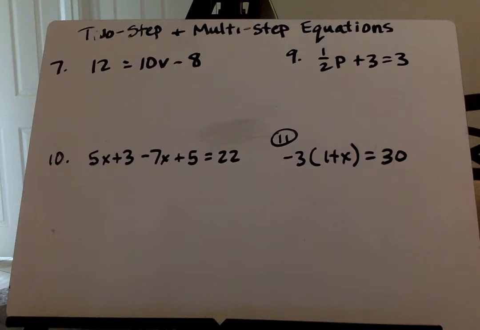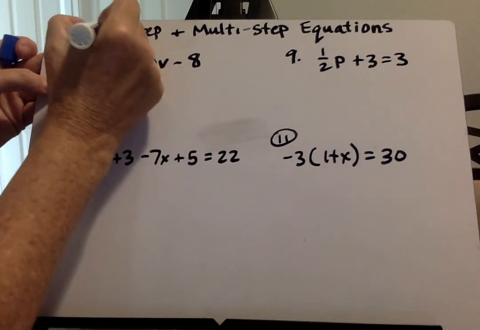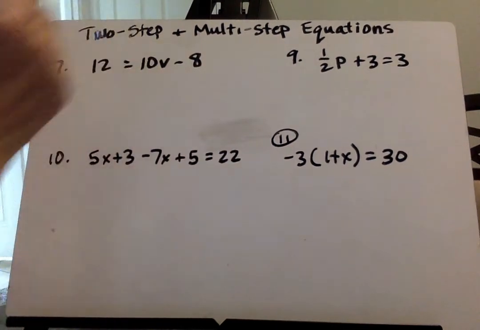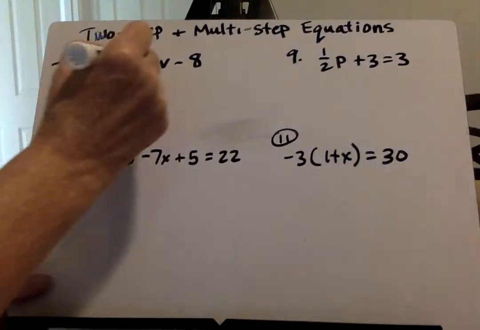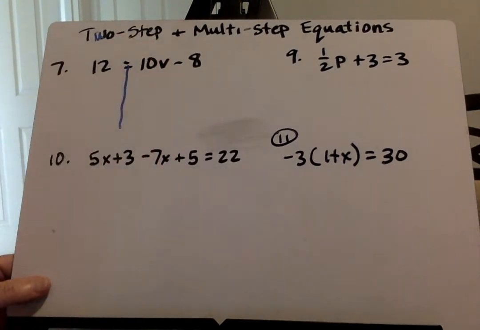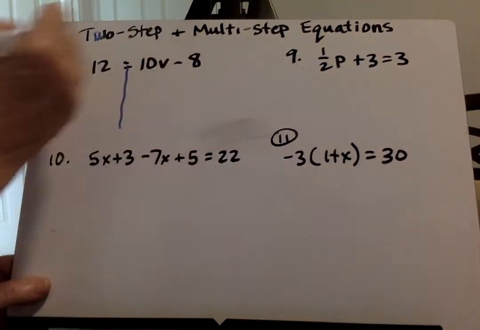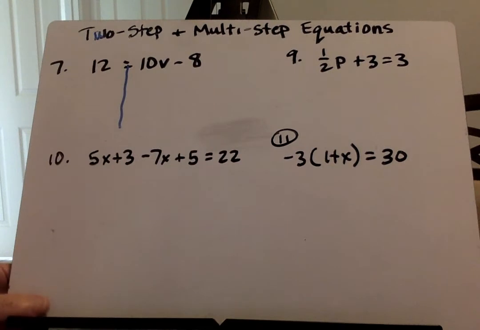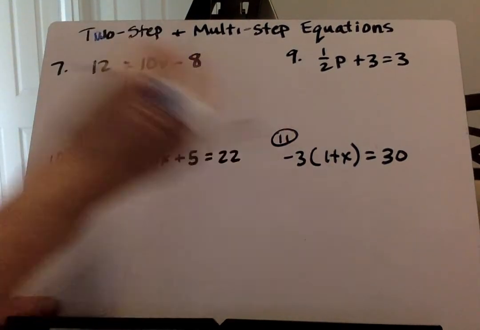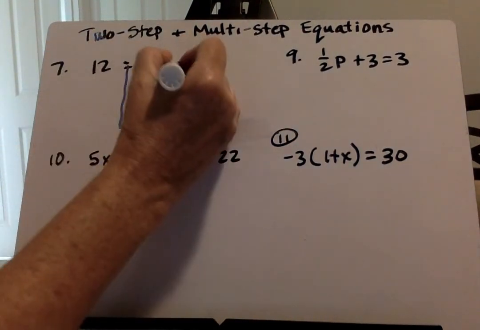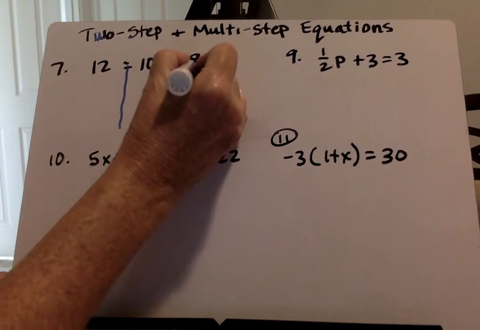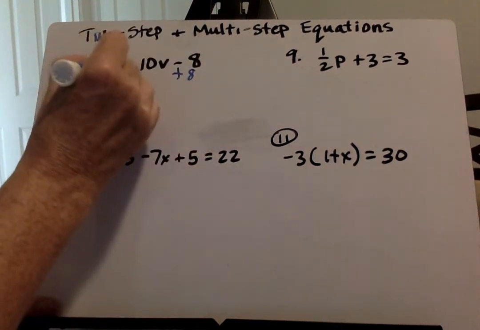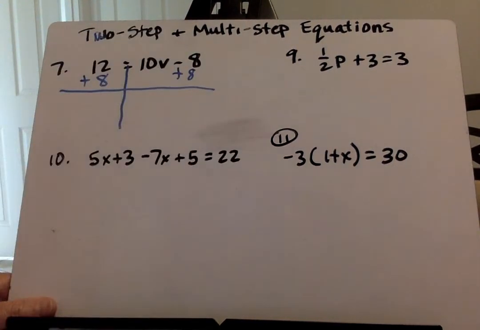Right here, number 7 is a two-step equation, and the variable is on the right-hand side rather than the left. So these are going to be a little bit different. Okay, so I still draw a line down the equal sign. I'm wanting to solve for v, so I look around and we do reverse order of operations. So it's add or subtract. I see this is subtract. I'm going to add 8 here, add 8 here, and draw my line this way.